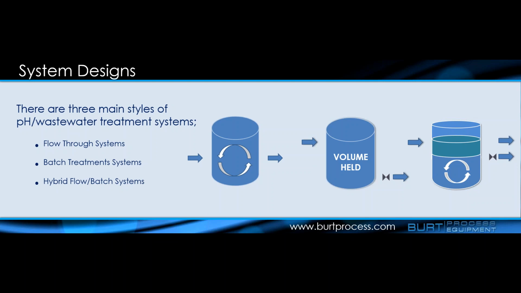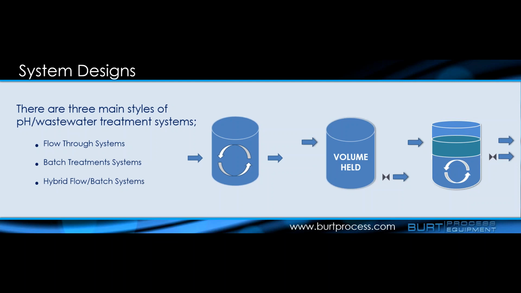Batch systems, on the other hand: a volume is allowed to enter into your process. You shut off the influent and you treat that held volume. Once it's fully neutralized or treated, you then allow the waste to drain out of your system, and then you can fill your process up again. It gives you the advantage that no waste is going to leave your system that hasn't been treated. The downside is it really does reduce your throughput.